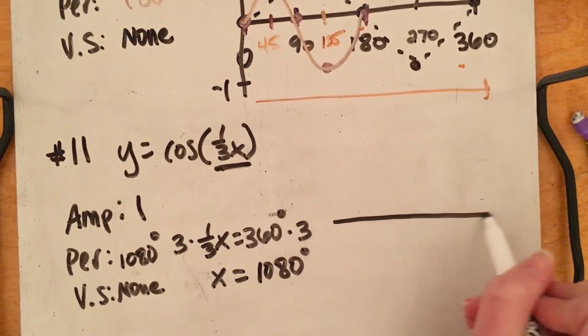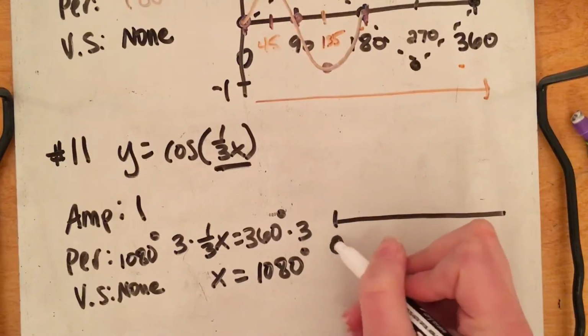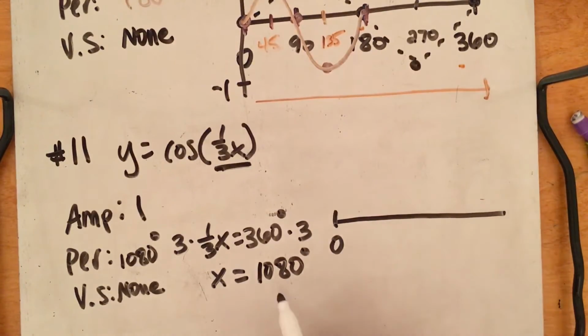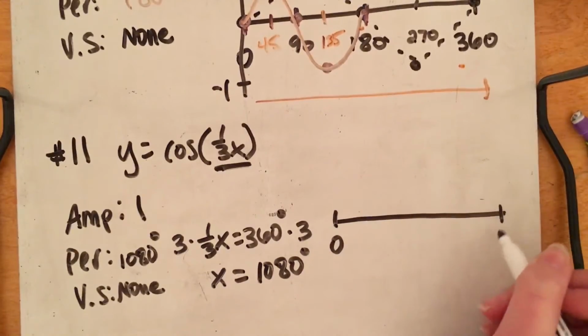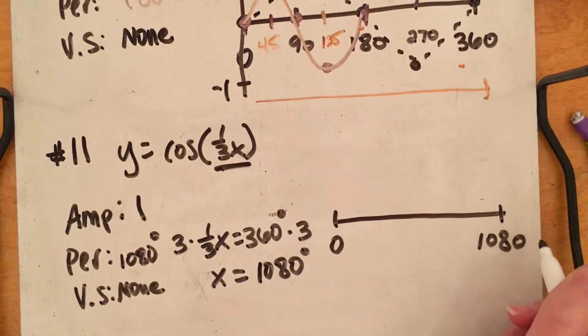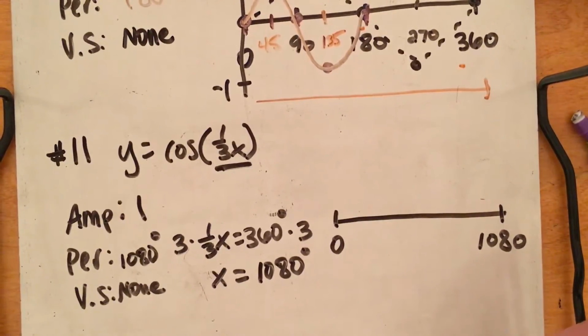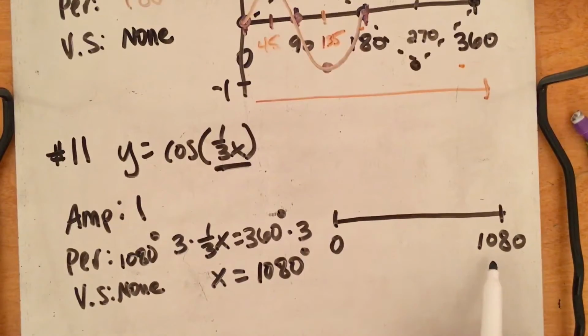So I'm going to draw an axis here. I'm going to start at 0. But instead of ending it at 360 degrees, I'm going to end it at 1,080. Because if I didn't, if this was normally 360, I'd have to go on 3 times as long to get to this value on the end. Okay, it would be really, really stretched out. This is 1,080. 360 is somewhere inside here.